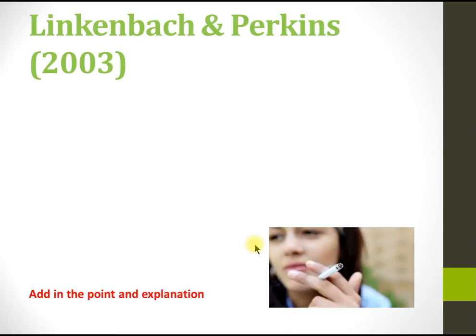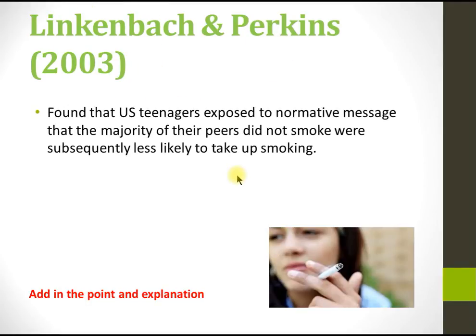So one piece of evidence in favour of normative social influence as an explanation for conformity, and compliance as a type of conformity, was Schultz. Now we're going to look at research carried out by Linkenbach and Perkins, 2003. They found that US teenagers exposed to normative messages that the majority of their peers did not smoke were subsequently less likely to take up smoking.